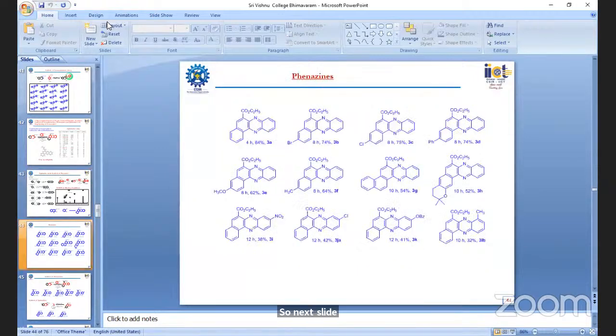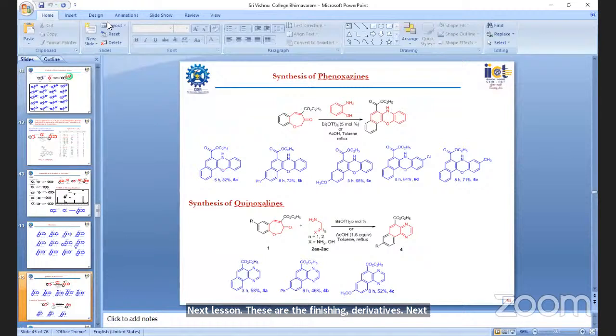These are the phenazine derivatives. Just now I showed the reaction with 1,2-diamine. That means you got the phenazine. If you take aminophenol, instead of NH2, if you take NH2OH, aminophenol, under similar conditions the reaction gives phenoxazine.